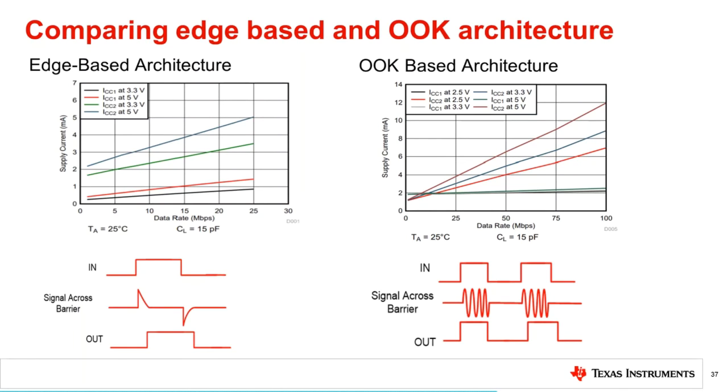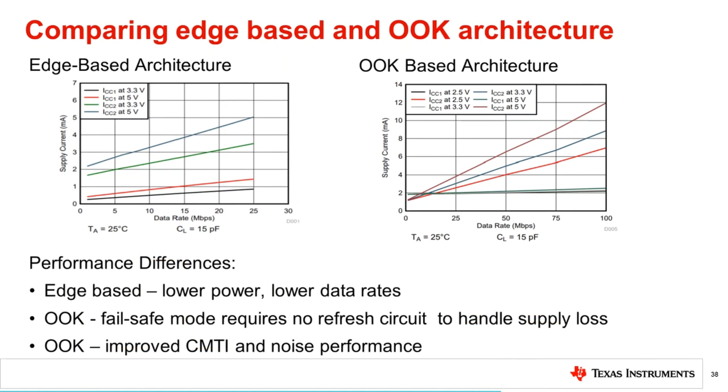Are there specific challenges and benefits to these architectures? Well, there are trade-offs. For the edge-based architecture, once a data signal is initiated, there is no further sampling of input and output states. This does create a risk of an error in the case of a brownout or data signal failure, and therefore requires an integrated refresh circuit to mitigate the risk of errors under these conditions in order to reinforce the input state on the output.